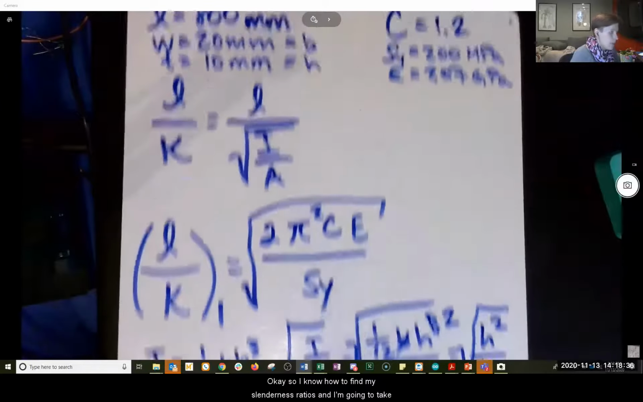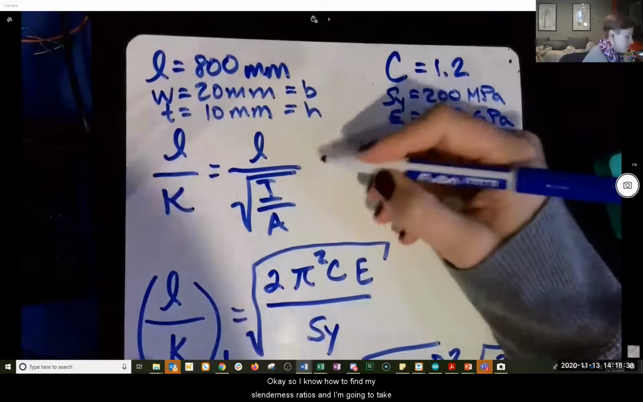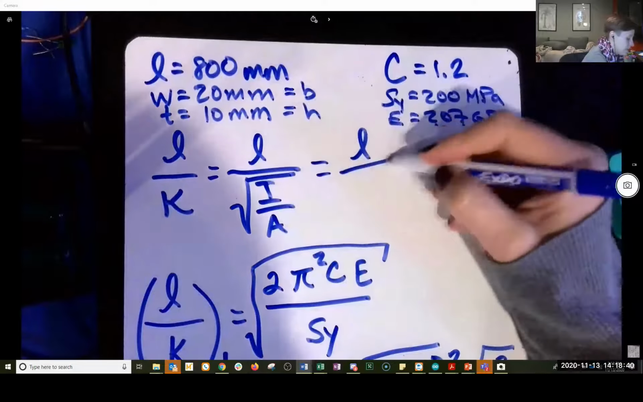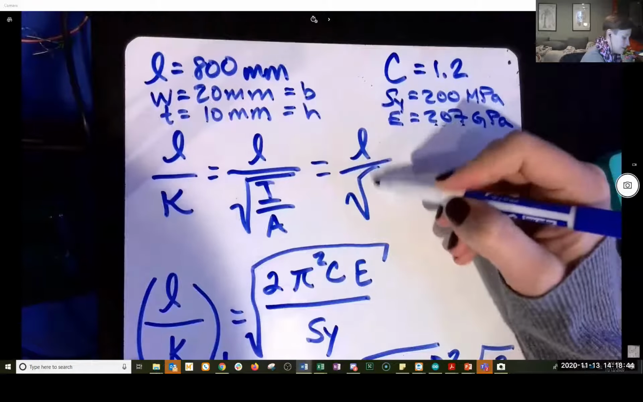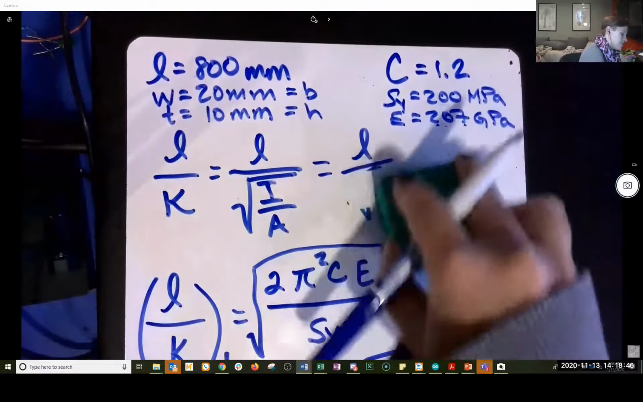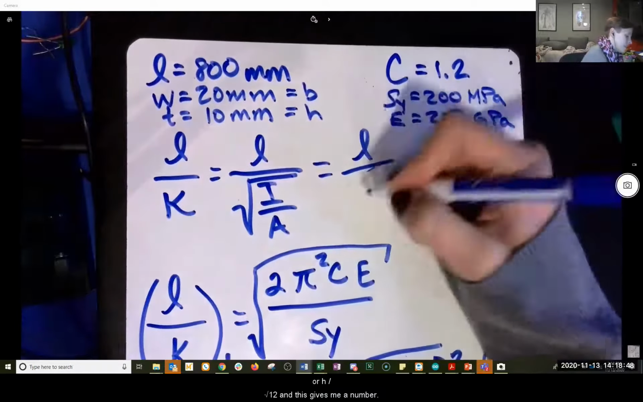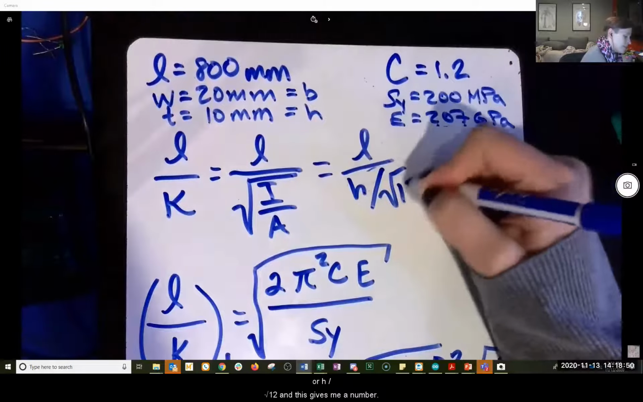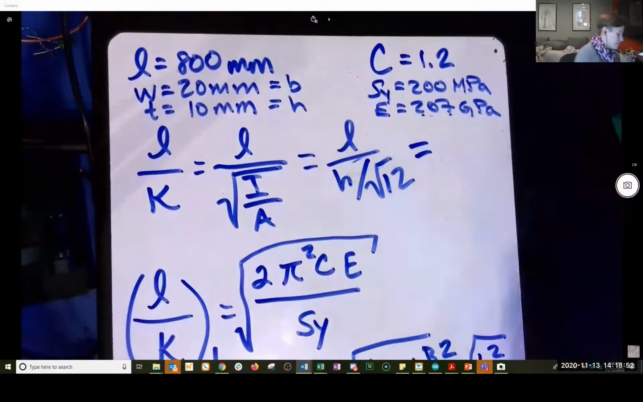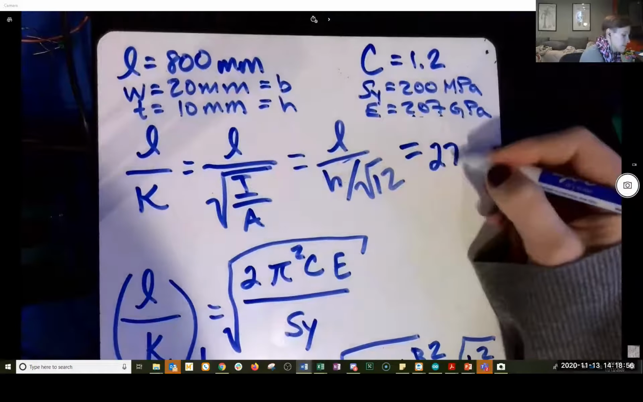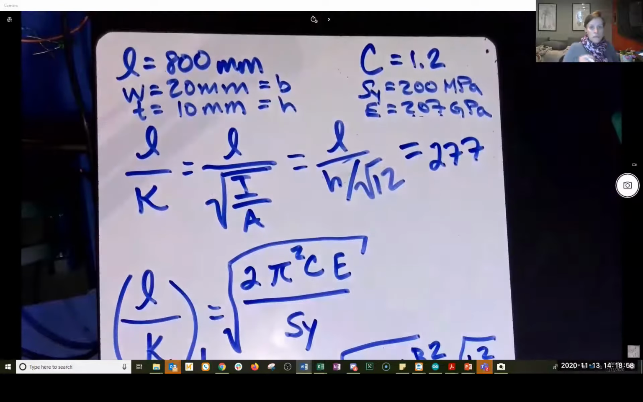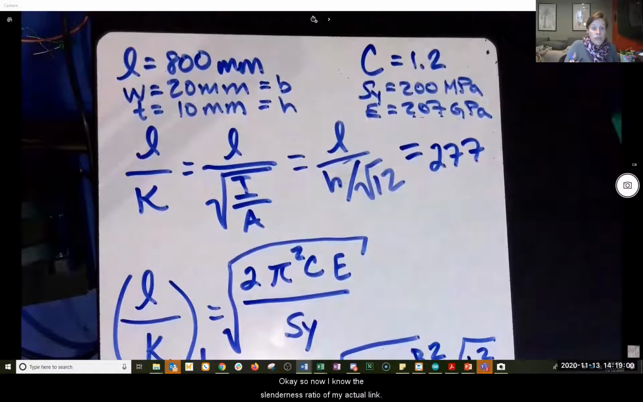Okay, so I know how to find my slenderness ratio. So now I'm going to take L over the square root of, well, it's just H over the square root of 12, isn't it? So H over the square root of 12, and this gives me a number. Hooray for numbers, 277. Okay, so now I know the slenderness ratio of my actual link. So that's the physical link that's on this system.